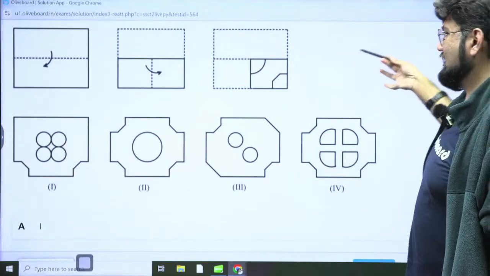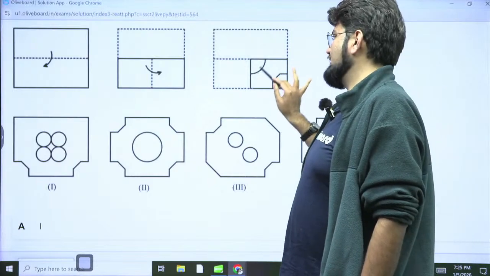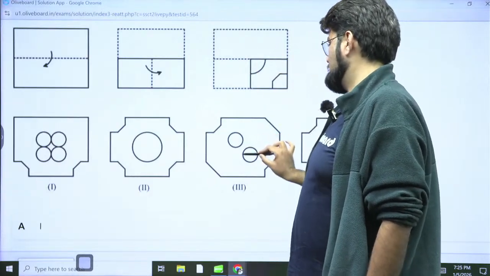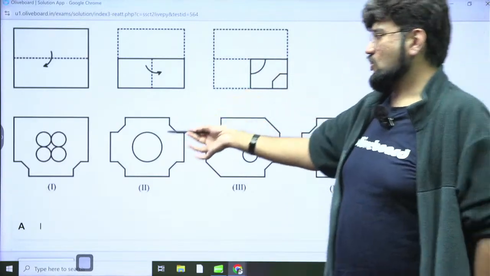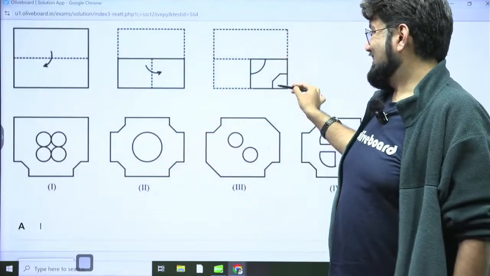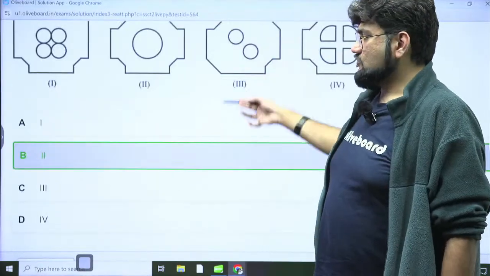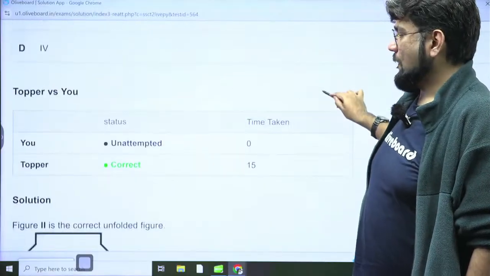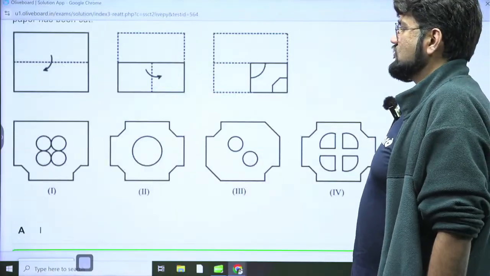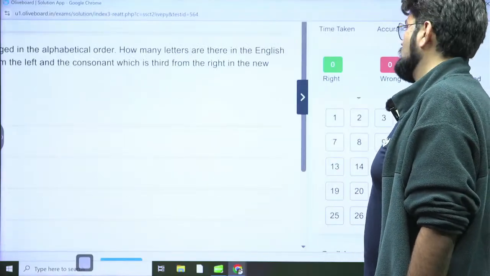Paper folding and cutting. So see, this is attached to the side. So that means this will complete the circle in the middle. This is not true. This is not true. That is not true. Option 2 is the only answer. And this hexagonal cut will be there in the corners. It's a very easy question. 15 seconds. Just by symmetry, you can find out the correct answer.